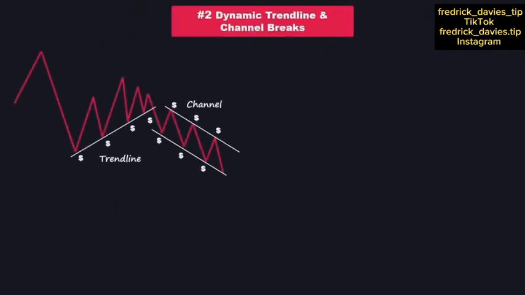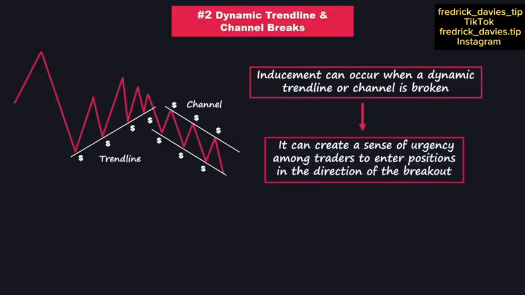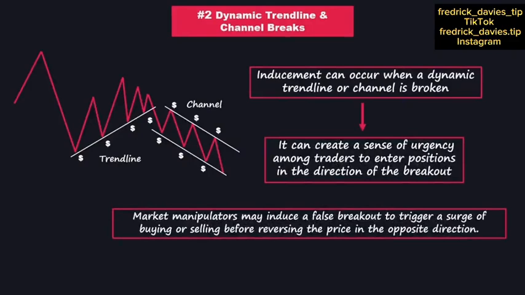Inducement can occur when a dynamic trendline or channel is broken, leading traders to believe in a strong directional move. However, market manipulators may exploit these breakouts to trap traders before reversing the price. When a trendline or a channel is broken, it can create a sense of urgency among traders to enter positions in the direction of the breakout. Market manipulators may induce a false breakout to trigger a surge of buying or selling before reversing the price in the opposite direction.